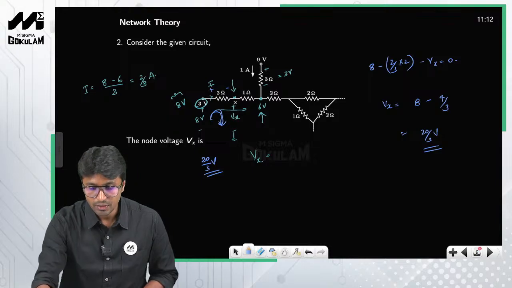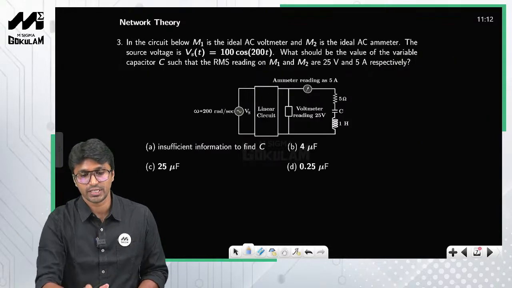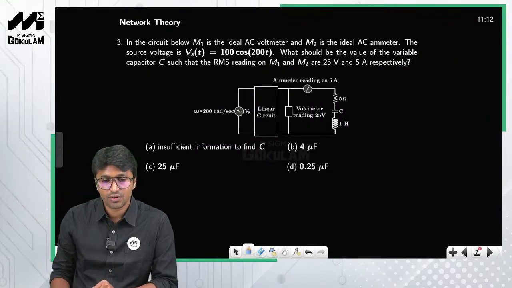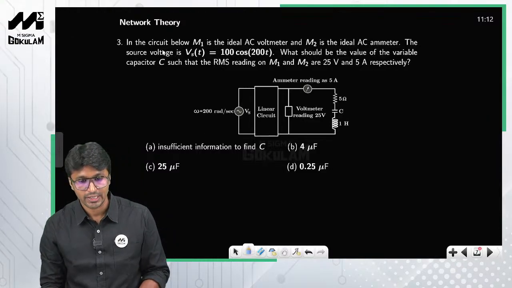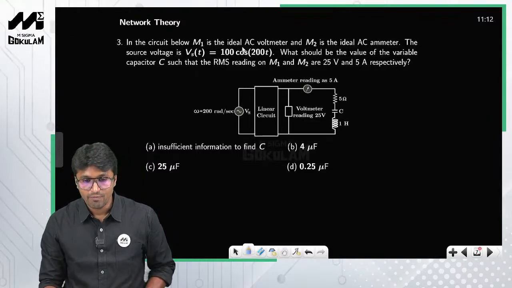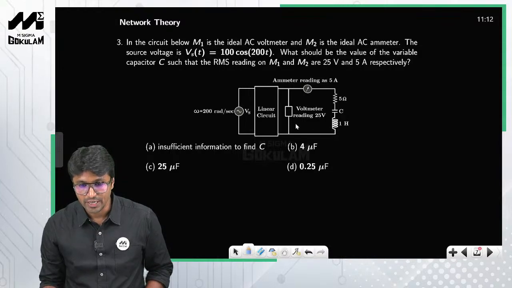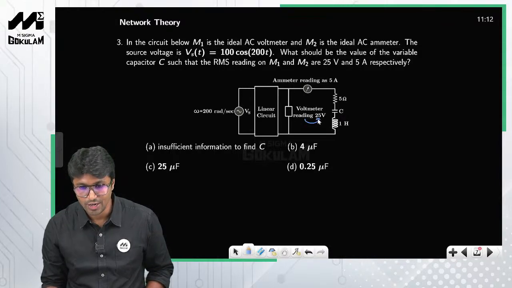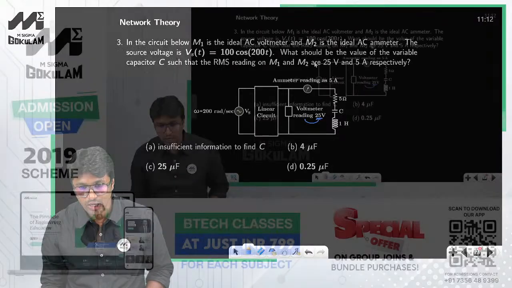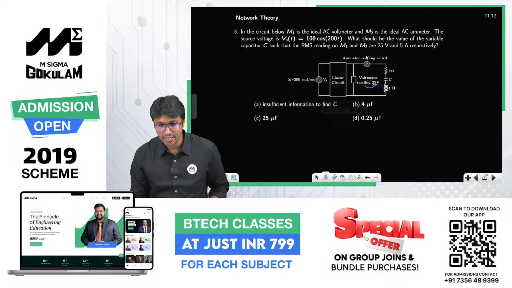Now let us move on to the next question. Okay, so again this is also a question from network theory. So what is he asking to calculate? In the circuit below, M1 is an ideal AC voltmeter, right? So this is nothing but an AC voltmeter, which is reading a value of 25 volts, and M2 is an ammeter, and this is reading a value of 5 amperes, right?